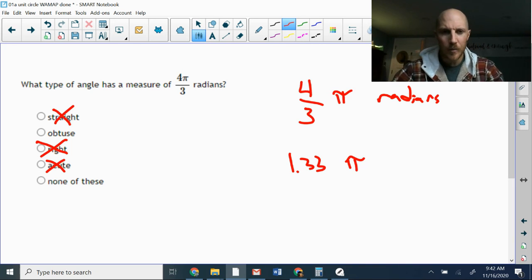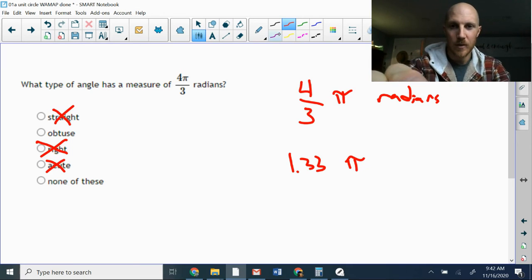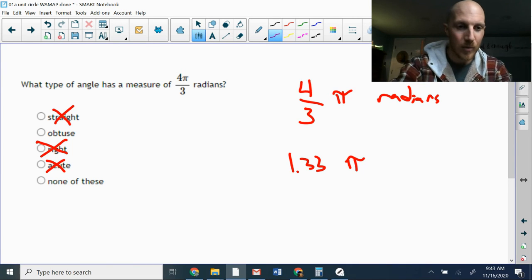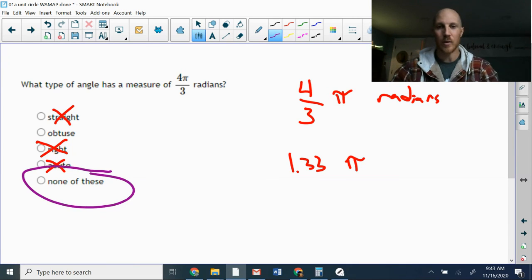Obtuse angles usually we say are between 90 and 180 degrees. Technically, this is larger than 90 degrees, and so sometimes people just say that anything larger than 90 is an obtuse angle. But we'll say that obtuse stops at half a circle, or 180 degrees.